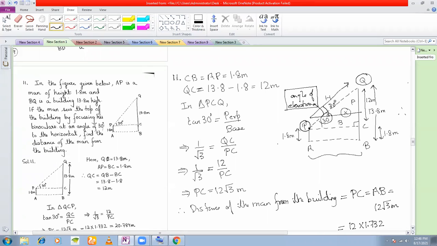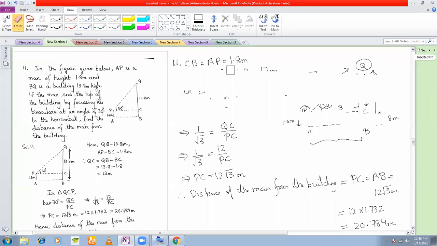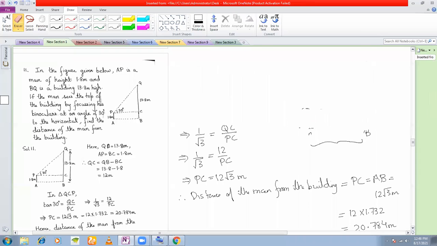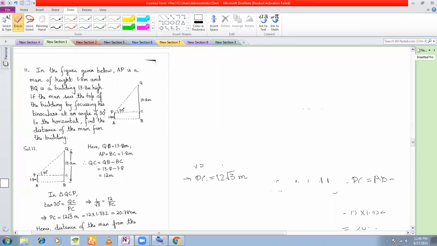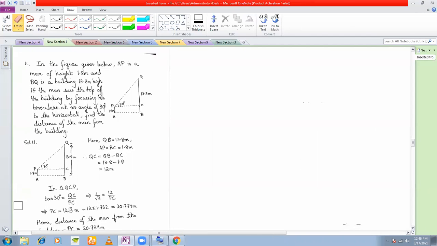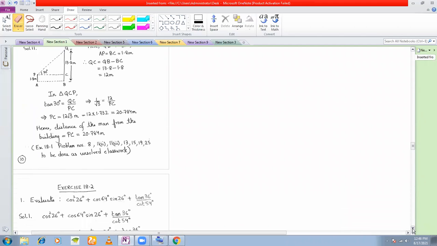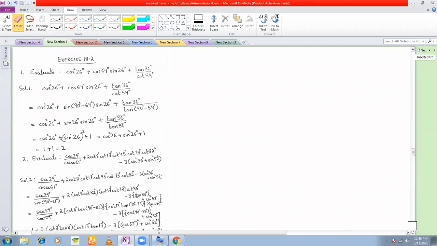Such problems will be coming back. They have not actually written the problem in terms of angle of elevation, but this is actually a problem from angle of elevation. We'll be coming back to this. So keep this kind of a problem in mind so that we can discuss this a little later also after a few months. Okay. Let's move on to the next exercise.